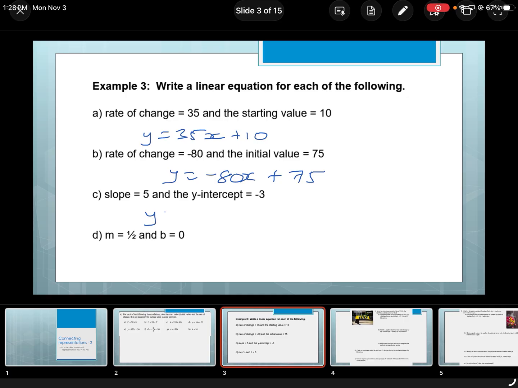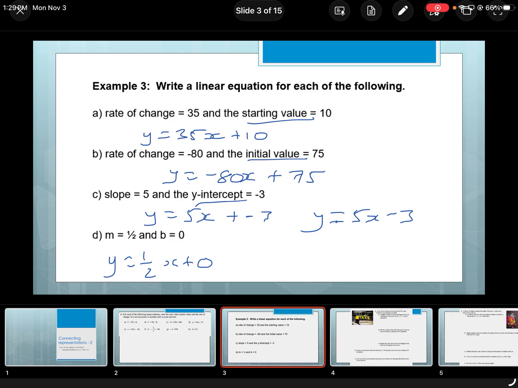This one is y equals 5x plus -3, but in general we don't write plus minus, so it should just be y equals 5x minus 3. And then this one is y equals 1/2 x plus 0. You don't have to write the plus 0, that's just the way it is. So you should be comfortable with these words: rate of change, slope or m all mean the same thing. And you should also be comfortable with the phrases starting value, initial value, y-intercept. They all mean the same thing as well.